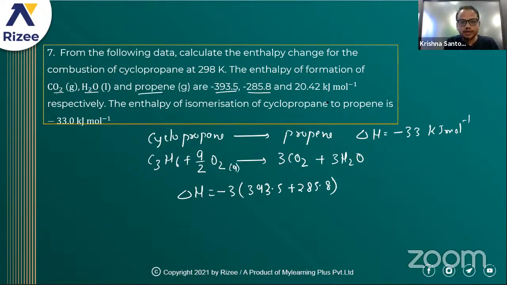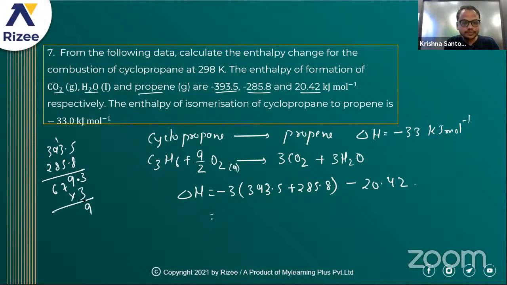And for propene the heat of formation is how much? 20.42. So minus 20.42 I can write. Okay, so this will be equal to 393.5 plus 285.8, so 679.3 into 3, you will get 2037.9.